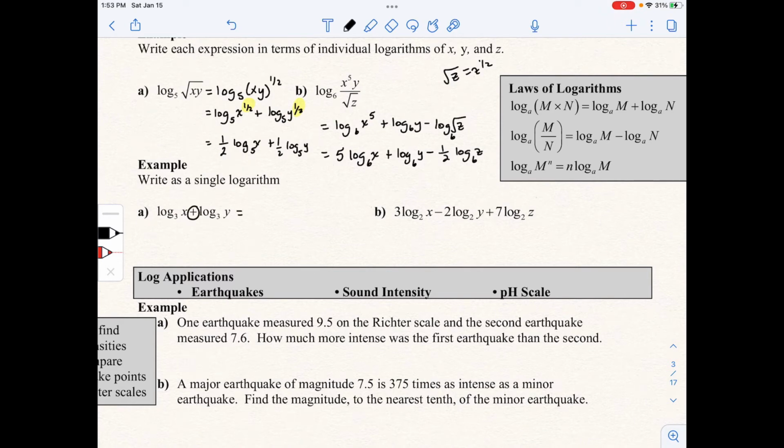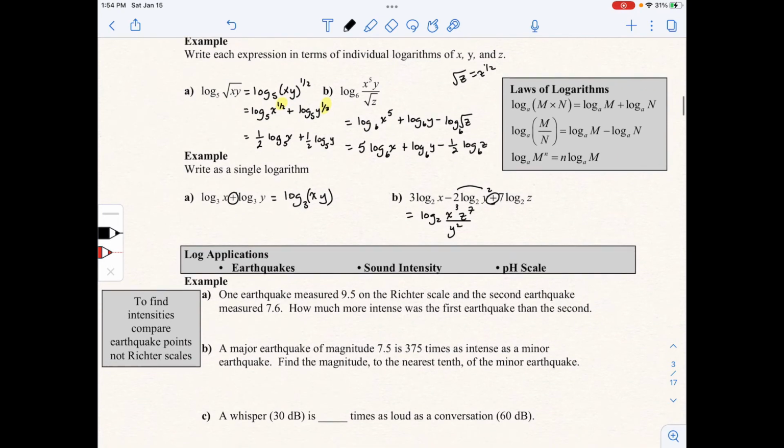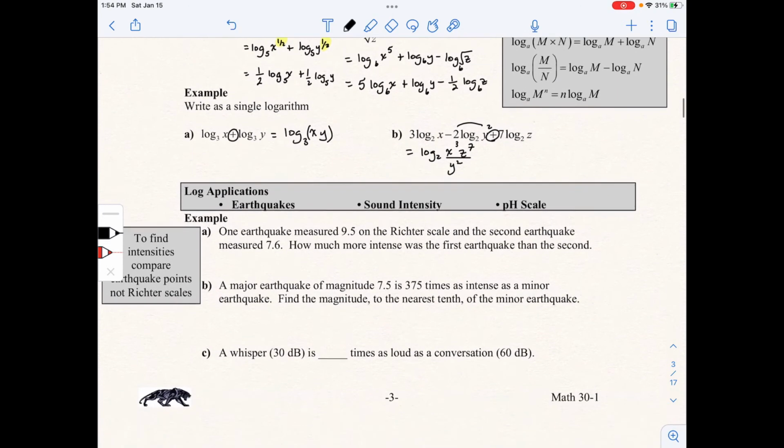And of course, we're going to multiply the log xy to the base of 3. And this next one is log of x cubed to the base of 2 divided by y squared, right? This 2 comes up here, and times z to the power of 7. Okay, a couple of review questions for the laws of logs.